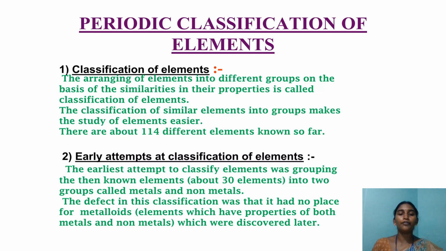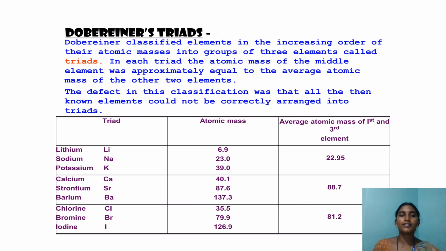There are about 114 different elements known so far. Early attempts at classification of elements: elements, about 30 of them, were grouped into two groups called metals and non-metals. Then Dobereiner's triads. Dobereiner classified elements in the increasing order of their atomic masses in groups of three elements called triads. Triads means, for example, lithium, sodium, potassium.